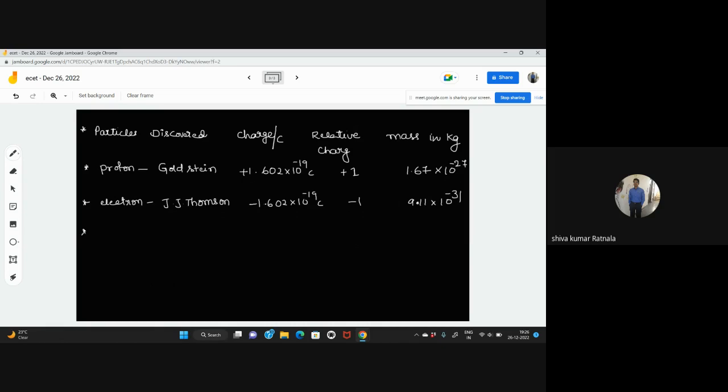And next one, neutrons. Neutron was discovered by James Chadwick. And the neutron doesn't have charge, that is 0. And relative charge also 0 we can take. And mass of neutron and proton are nearly same, 1.675 into 10 to the power of minus 27 kg.